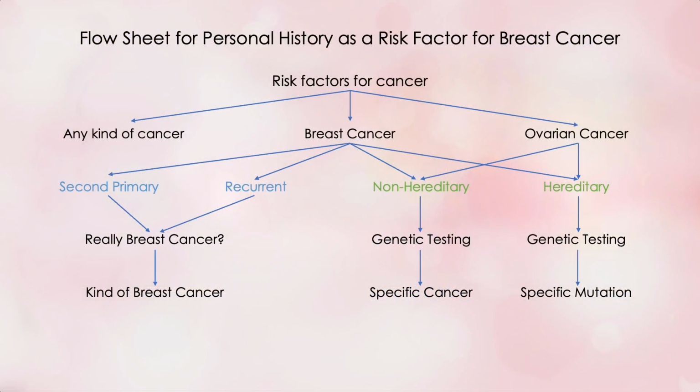So let's add this to our flow sheet. Now I've added genetic testing for both hereditary and non-hereditary breast cancers. And I've specified the difference between these two types of genetic testing. Genetic testing for non-hereditary breast cancer is for that specific cancer. And genetic testing for hereditary breast cancer is for a specific gene mutation.